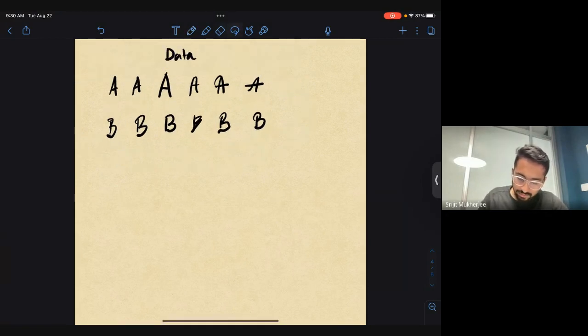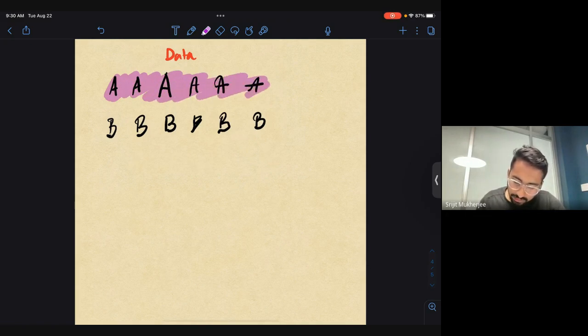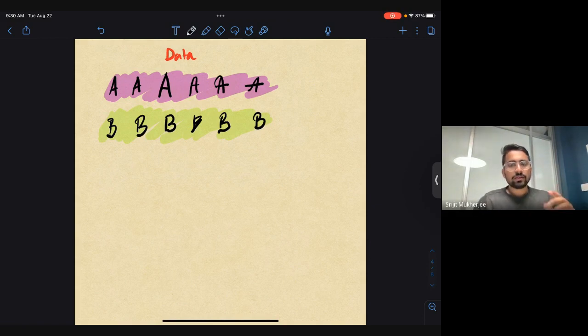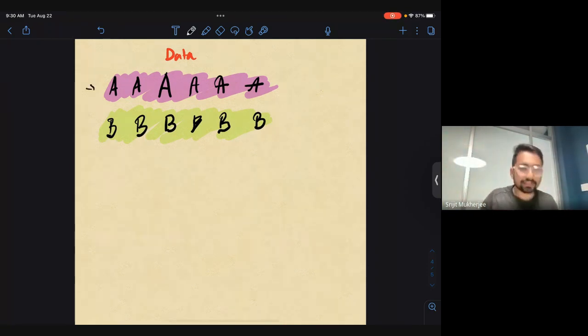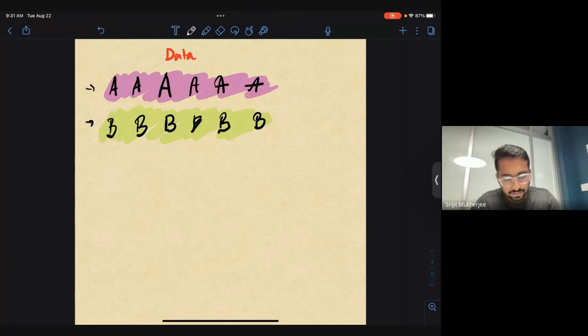So I'm doing a thought experiment with you. The kid can clearly understand that these are kind of similar, and these are kind of similar. But the kid doesn't know what it is. So there is data. The kid knows that this kind of characters are similar and this kind of characters are similar, but doesn't know what they are. A machine doesn't know the difference either. This is exactly what unsupervised learning is.